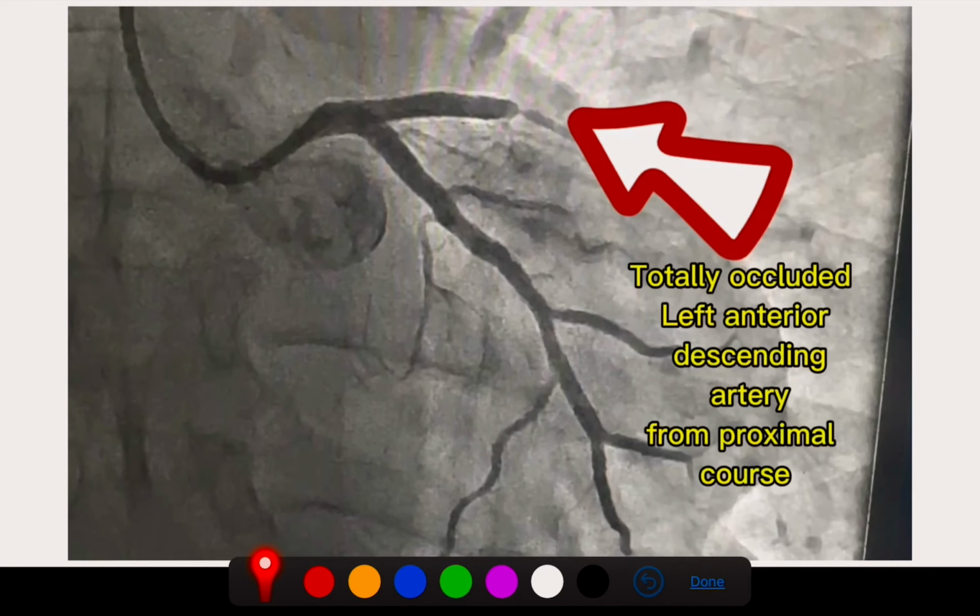This is coronary angiography of a patient who presented with anterior wall MI. This is guiding catheter. This is left main coronary artery, which divides into two branches. This is the left circumflex artery and this is the left anterior descending artery. And this left anterior descending artery is totally occluded from here.